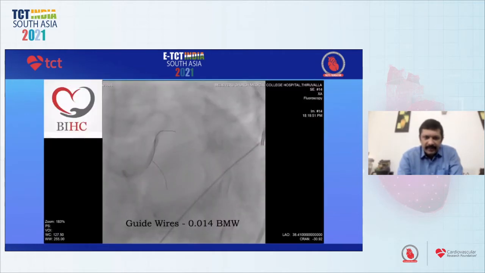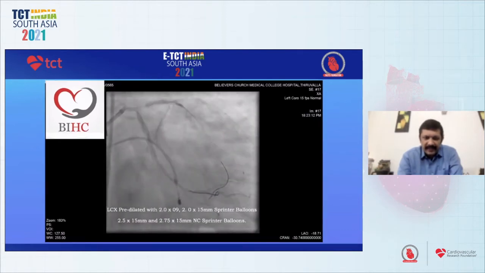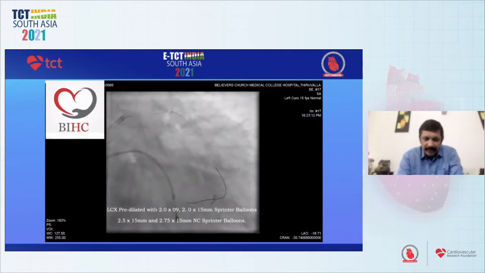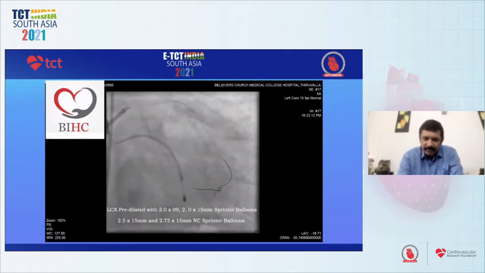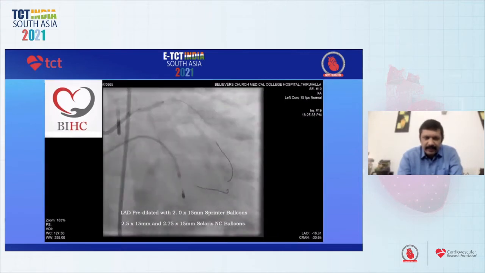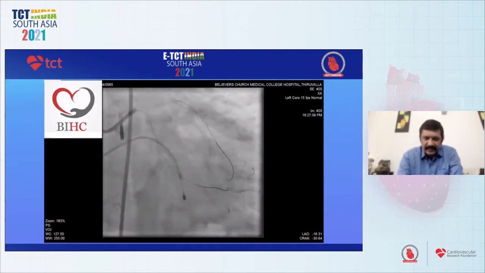So we first wired both the LAD and LCX with a BMW 014, and initially we pre-dilated the LCX with 2.0 x 15 mm Sprinter balloons, 2.5 x 15 mm and 2.75 x 15 mm NC Sprinter balloons. Subsequently we pre-dilated the LAD with a 2.0 x 15 Sprinter balloon and 2.5 x 15, 2.75 x 15 Solaris NC balloons. And this was the result.